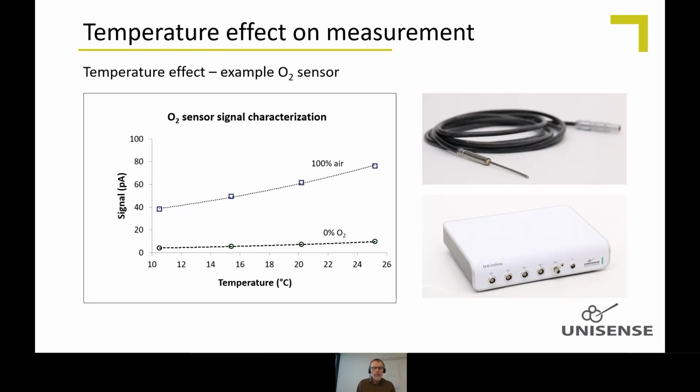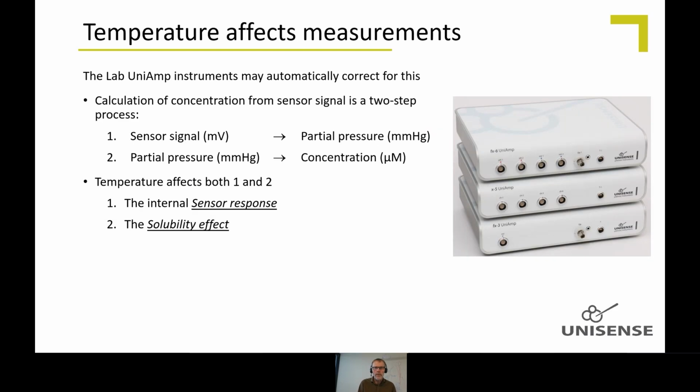As I've shown a number of times, all the sensors are sensitive to temperature, so they will give an increasing signal with temperature, mainly when they are measuring. The zero will only vary a little bit with temperature. We can do an automatic correction for changes in temperature in the Unisense series of instruments.